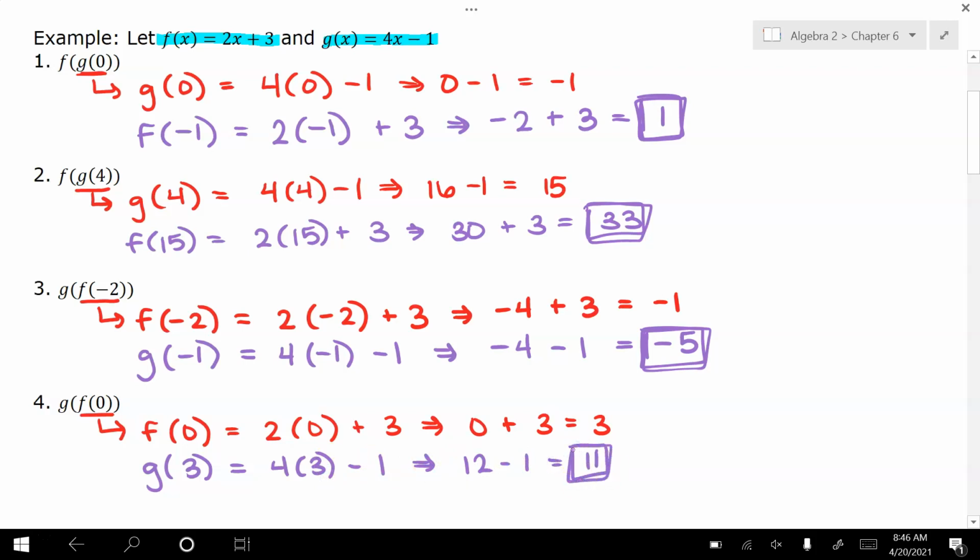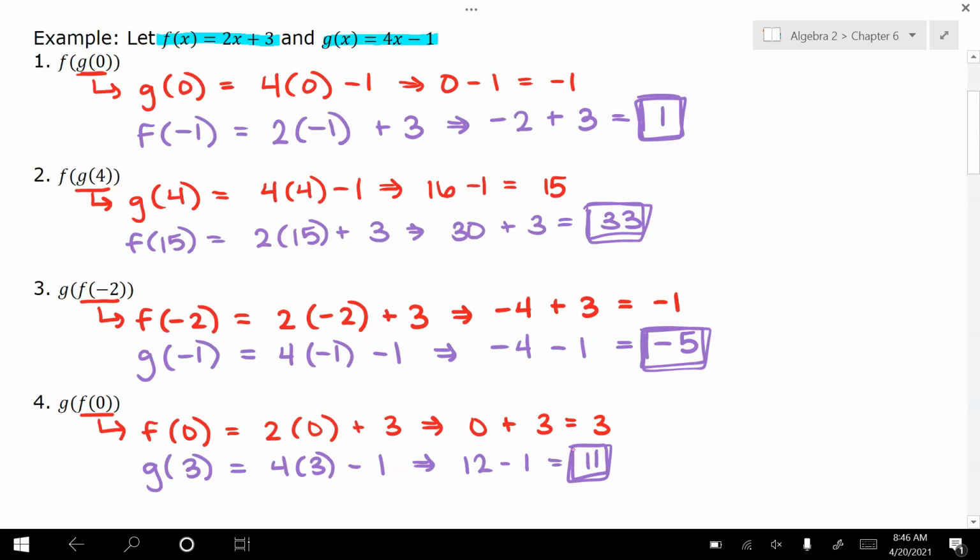All right, so for number 2, I got a final answer of 33. And for number 4, I got a final answer of 11. And I wrote out the work that you should have had there. So you plug in 4 into G's function first. You get 15, you plug that into F's function to get 33.